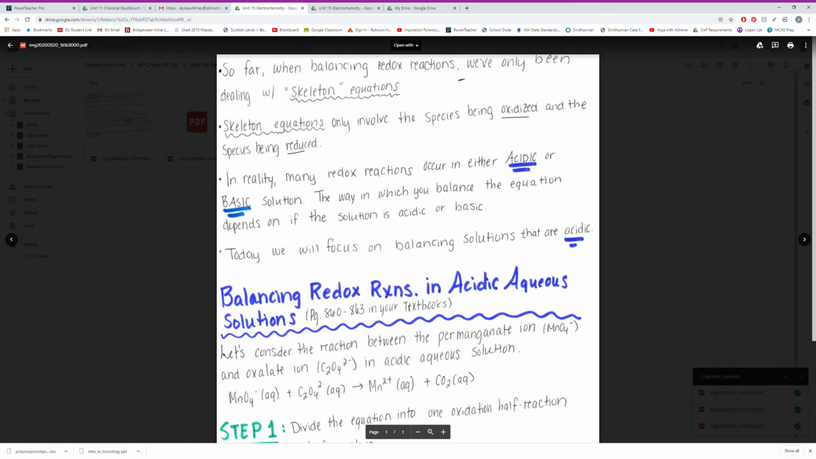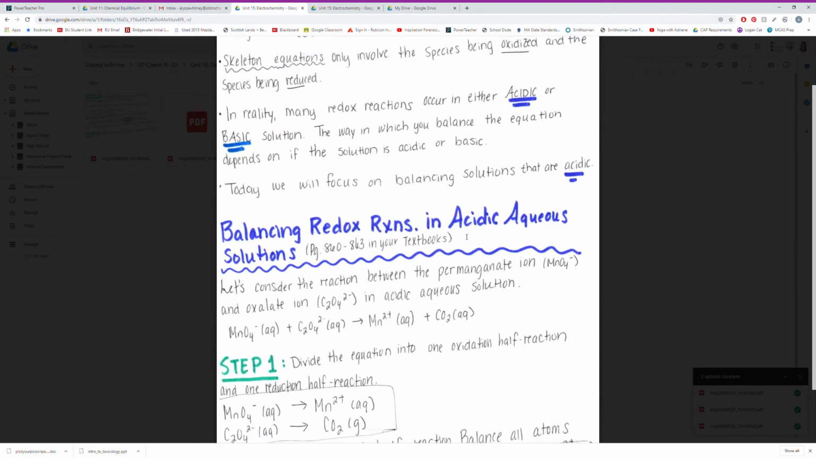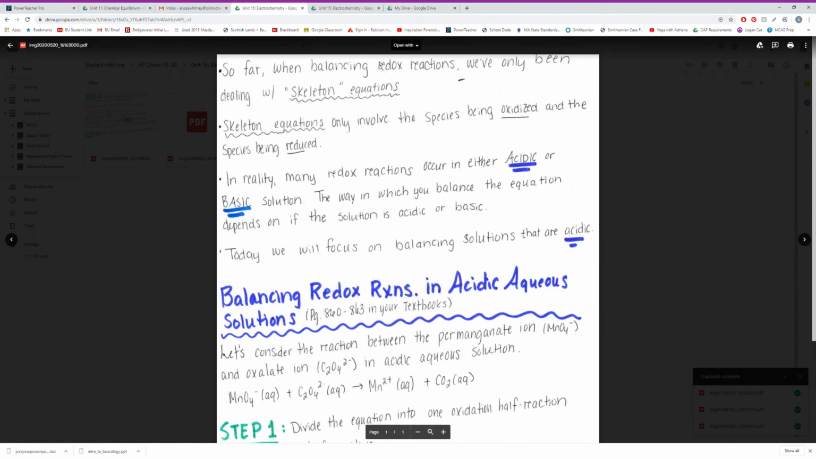So also, just a little side note, these notes are all adapted from pages 860 to 863 in your textbook. So if you don't feel the need to listen to me talk through the whole thing, you can just read the textbook. This video is just optional for if you need to hear it talked through. So that's what I'm going to do now.